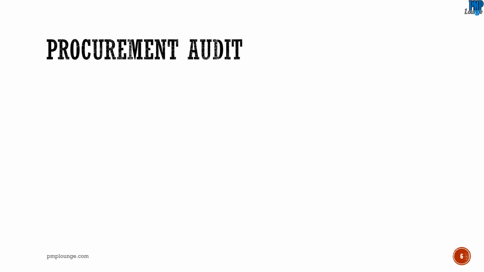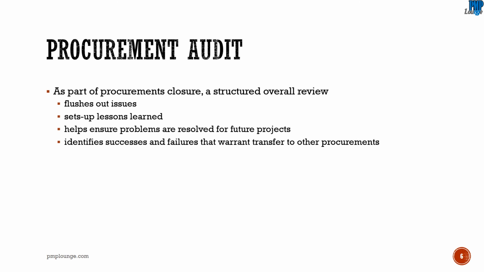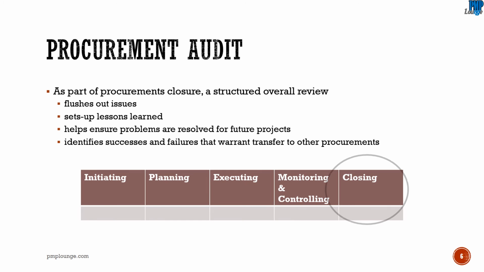The fourth type of audit is a procurement audit. The procurement audit is not just about auditing what has been procured, but about the audit of the procurement process as a whole. This is part of the procurement closure process, which means, of course, that this is part of the closing process group.